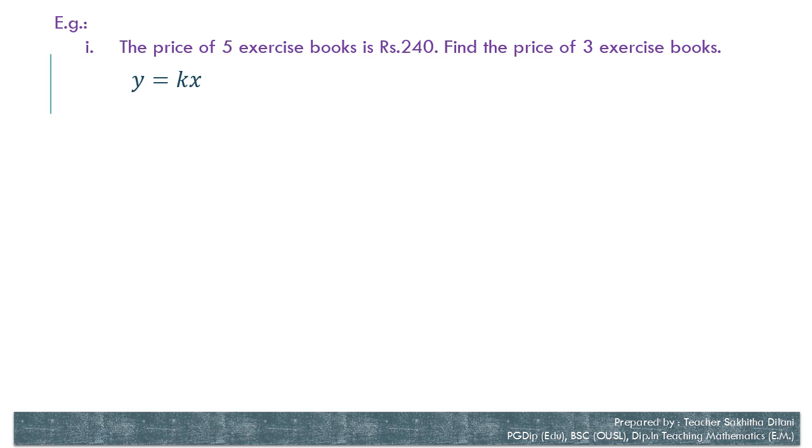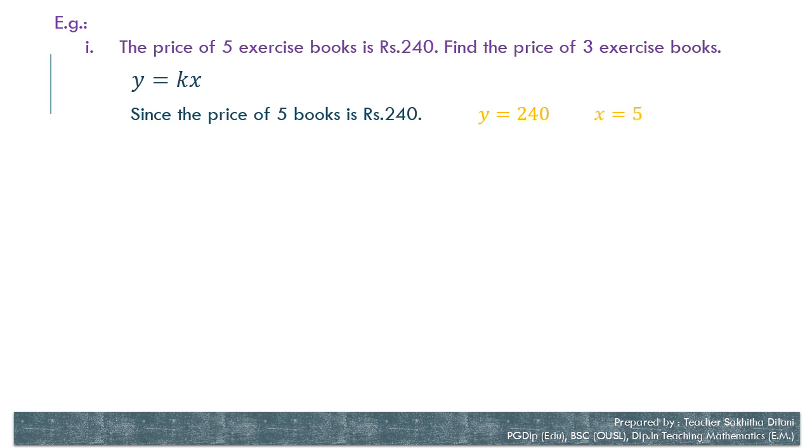Here you may think, how do you select the values for X and Y? We change the number of books and find the corresponding prices. The quantity we change is taken as X and the other quantity is taken as Y. When the value of X is changed, the value of Y is also changed. So, the value of Y is 240 and the value of X is 5.